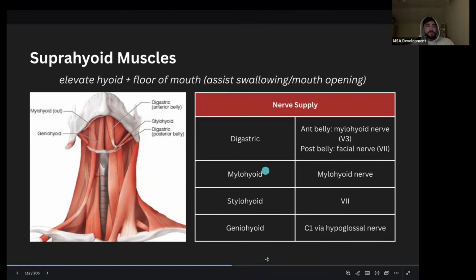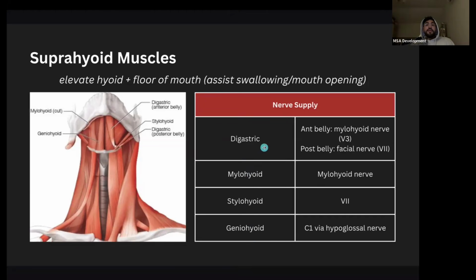So there are four muscles: digastric, mylohyoid, stylohyoid, and geniohyoid. All right. You need to know the innervations, of course. So digastric, the anterior belly is by the mylohyoid nerve, which comes from the mandibular division. You have the posterior belly, which comes from the facial nerve, mylohyoid from the mylohyoid nerve, stylohyoid from the facial nerve, and geniohyoid is from C1 via the hypoglossal nerve. Okay, it's very important that you know this.